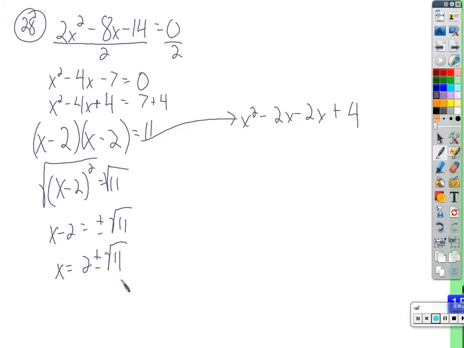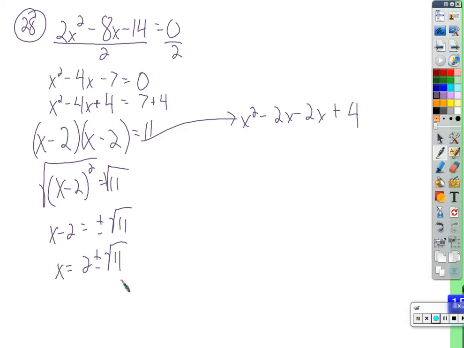That's a perfectly fine answer. You can leave it just like that if you want, because that's exactly right. Or you can put 2 plus square root of 11 and 2 minus square root of 11, or you can find the decimals. All of those are fine with me, as long as you round your decimals to at least 2 decimal places. The hundredths place.